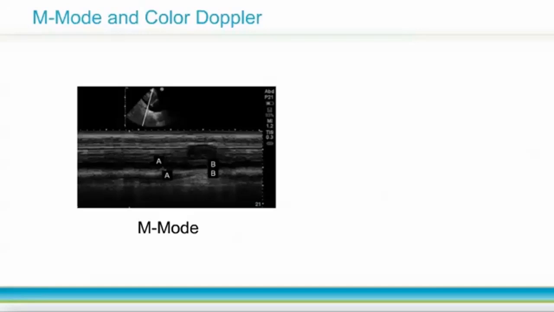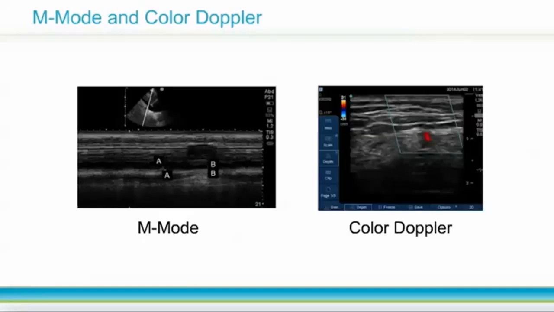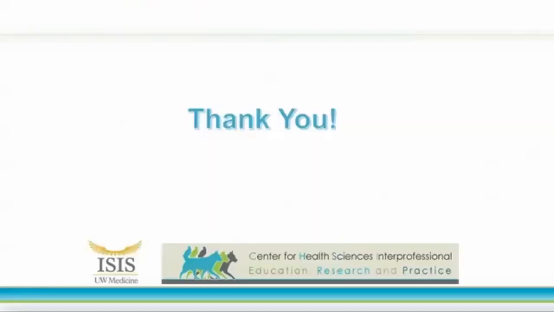Finally, most of the ultrasound you will use at the point of care is 2D B-mode imaging, but some applications will use M-mode to look at a specific imaging plane over time, or color Doppler to assess vascular structures. We will discuss these modes in other modules in the appropriate clinical context.